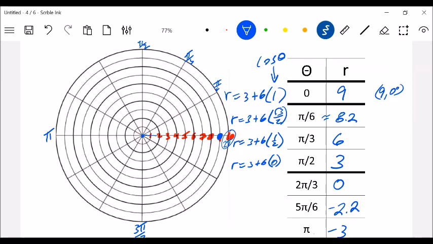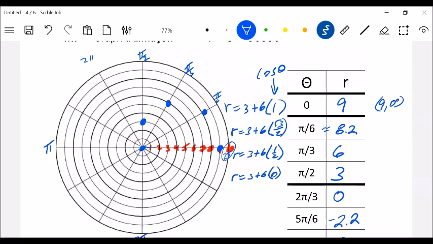Okay, and we get to this one. Pi over 6 is 8.2 out there, which is about here. At pi over 3, we're at 6, so that's this one. At pi over 2, we're at 3. That's here. Okay, so we've got what looks like half of something like that. And then at 2 pi over 3, it's 0.